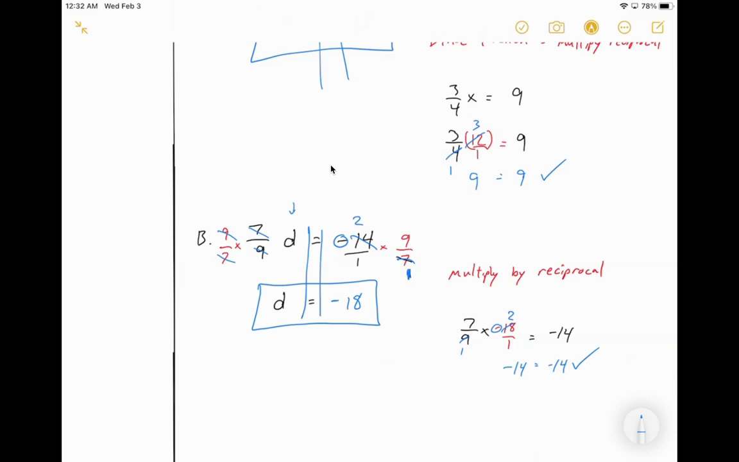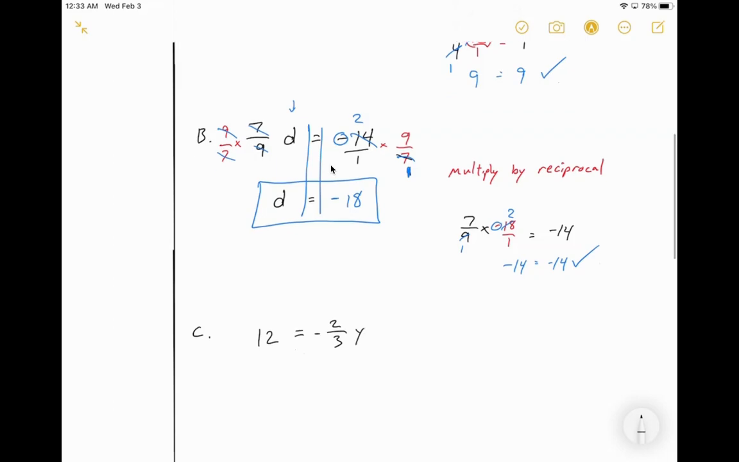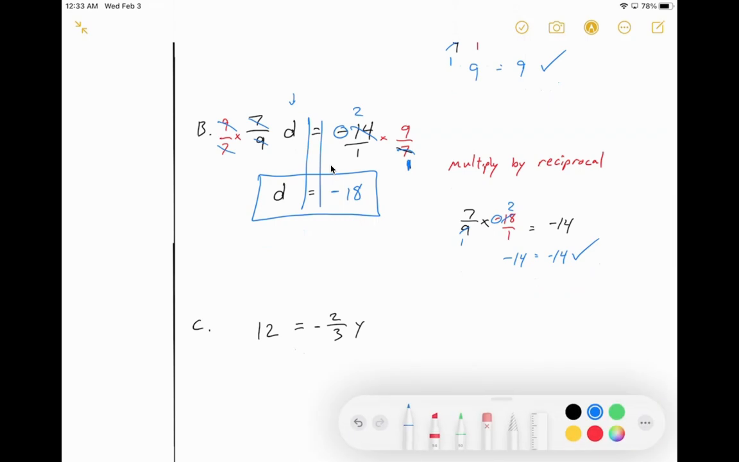Okay, let's go ahead and try another problem. Again, just with a little practice, you start getting the hang of it. Let's do one where the variable's on the other side, right? Let's say this. How about 12 is equal to negative 2/3 y. Okay, so again, this time the variable is over on the other side.